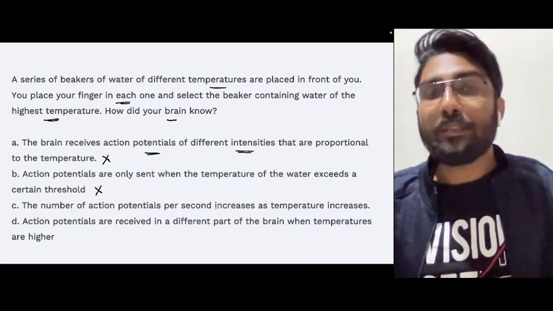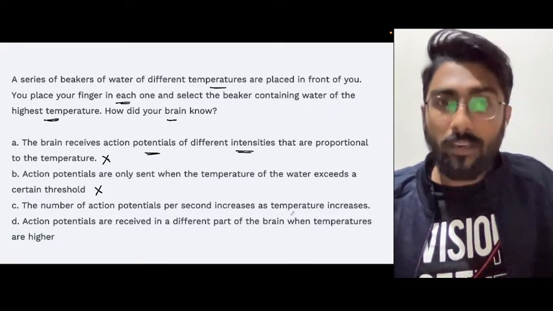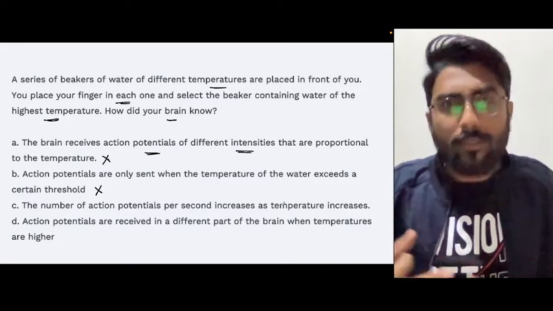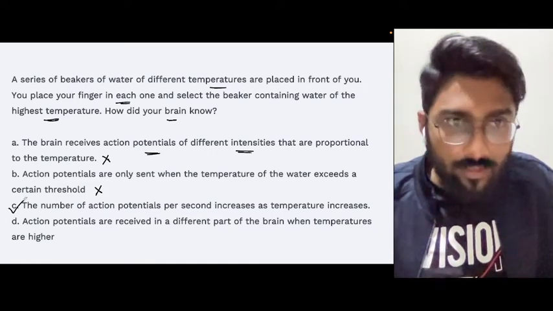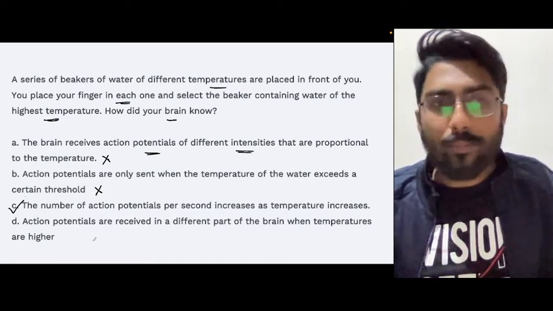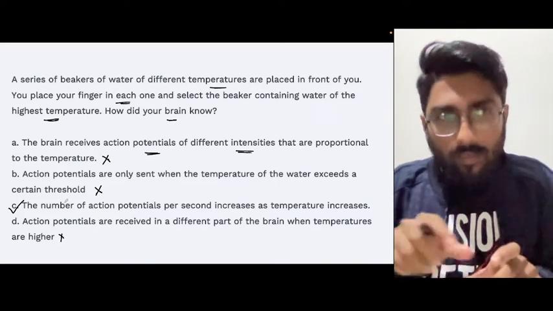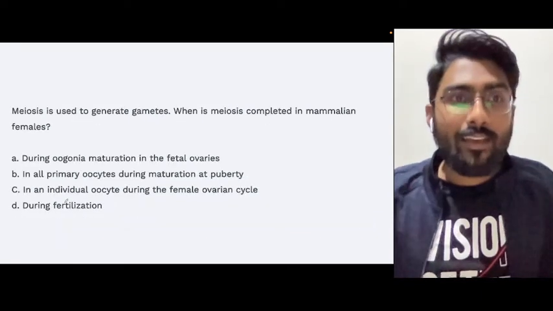The number of action potentials per second increases as the temperature increases. Yes, this could be the answer. If the temperature is more, there will be more action potentials. If the temperature is a little less, there will be fewer action potentials. This is the correct statement. Action potentials are received in different parts of the brain when temperatures are higher. No, there is a single part of the brain which receives this temperature signal. Okay, so C is the answer.